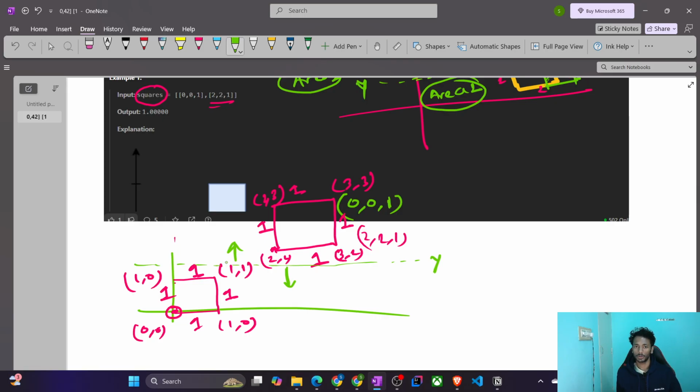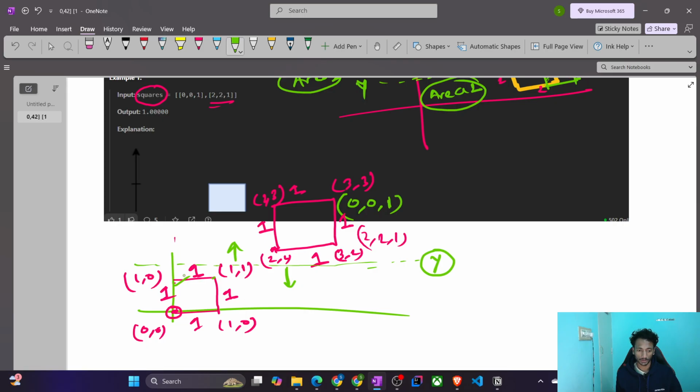The total area should be such that area 1 and area 2 are equal. Now suppose this is our answer. Suppose this is our y value, the y line. So I'll check that this square is below this line. Yes. How can you check that?